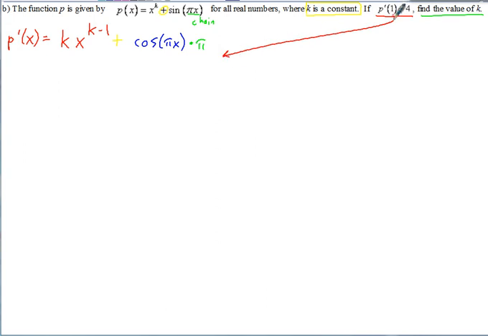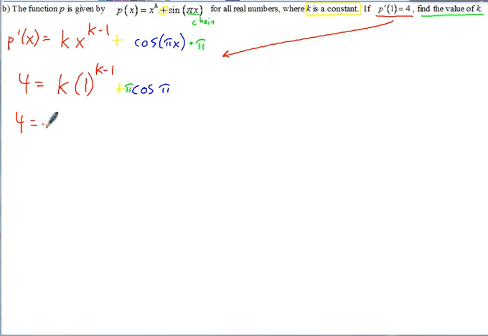Now what we can do is substitute in this point to help us solve for k. So this is like your x value, right? And this is what the derivative equals. So we can say the derivative, which is p prime of x, equals 4 when x is 1. So wherever there's an x, we're going to plug in a 1. So it'd be k times 1 to the k minus 1, plus, when you plug in 1 for x there, that's just 1 times pi, so it just goes out to pi. And then I'll bring this pi out front actually right there. And now we have an equation we can solve for k.